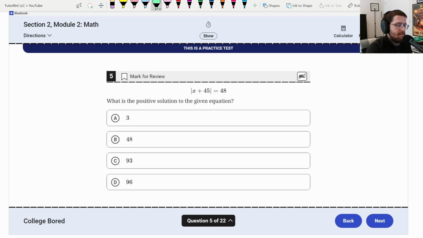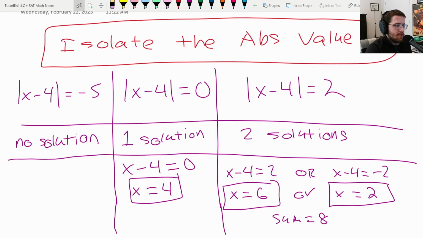Okay, question 5. I don't think I have a designated video on absolute value equations, so let me briefly pull up a set of notes that you can copy down if you want. Okay, so we always first isolate the absolute value. We don't do distribution or anything on absolute values. We get it by itself. If the absolute value is equal to a negative number, it has no solution. If it is equal to 0, it has 1 solution. And if it is equal to a positive number, it has 2 solutions.